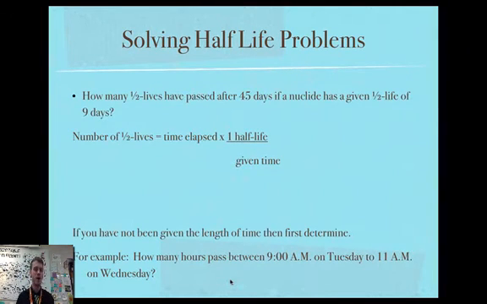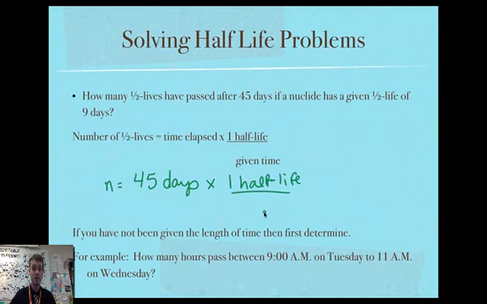So let's move on. First, let's determine how to find the number of half-lives, how to find n. In this first example, they say how many half-lives have passed after 45 days if a nuclide has a given half-life of 9 days. We can use dimensional analysis pretty easily here. My number of half-lives, or n, is going to equal whatever time elapsed I have, times 1 half-life over, on the bottom, whatever the half-life is. So 1 half-life equals 9 days, which is given in this problem. Notice how my units cancel and I'm left with half-lives.